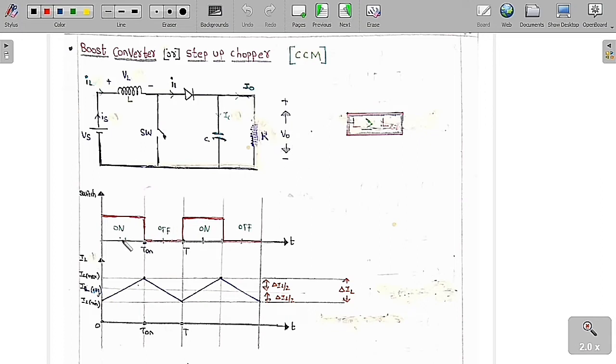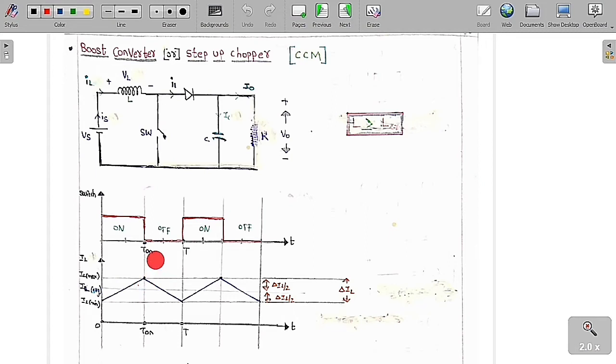Now I have already told you that from 0 to T on we are going to close the switch, or turn on the switch. After T on to T, that is during T off, we are going to open the switch, or turn off the switch. Then we are going to analyze the waveforms of each and every aspect. Whenever the switch is on, you can see clearly the inductor is going to become charged. So the inductor current is going to rise from IL minimum to IL maximum.